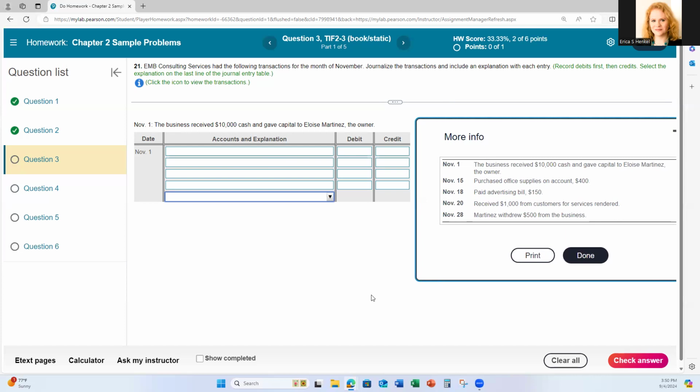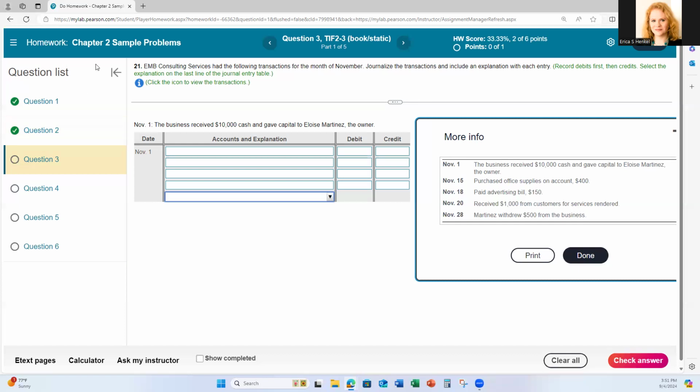And then what we're doing here is the same thing that we did in our chapter 1 accounting equation exercises in like problem number 1, where we said, hey, what are the 2 things that are affected by this transaction? Well, now we're taking that information and we are putting it into a specific journal entry format, okay? So here we've got a business receiving cash and giving capital to Eloise Martinez, who is starting a business for EMB Consulting Services. All right, so we're going to increase our cash, right? And we are going to increase our equity.